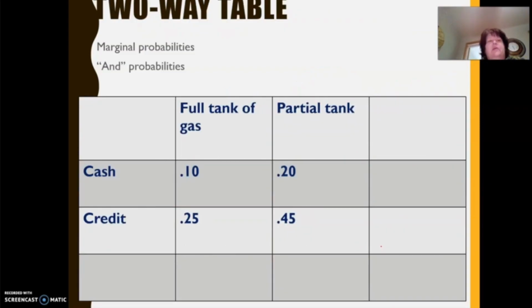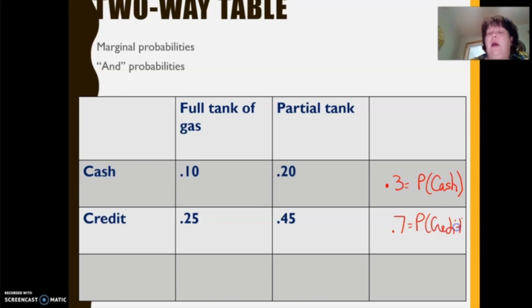Both would be great. In a two-way table, you can write down your marginal probabilities and your AND probabilities. Those are the two that show up on a two-way table. Marginal probabilities are out here in the margins. 0.3 would be the probability of paying cash at the gas station. We're at a gas station, paying cash or credit, and getting a full tank or a partial tank. So 0.3 would be the marginal probability of cash, and then you have 0.7 for the marginal probability of credit.